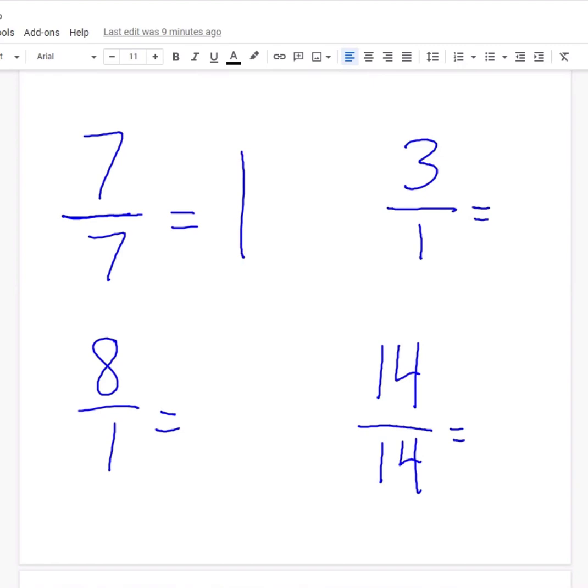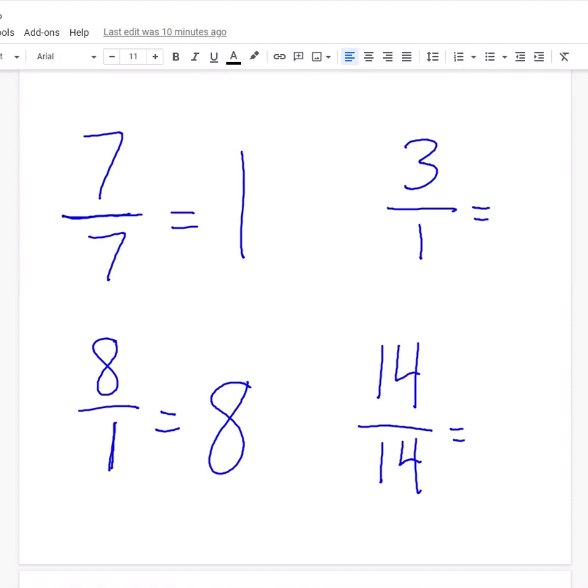Hopefully you said 1. Hopefully you were thinking that, or you wrote it down, or you were just thinking about it in your head. 7 over 7, or 7 sevenths, is the same thing as 1 whole. All right, what about down here? 8 divided by 1, or 8 over 1. 8 divided by 1 equals 8. Hopefully you put that down.